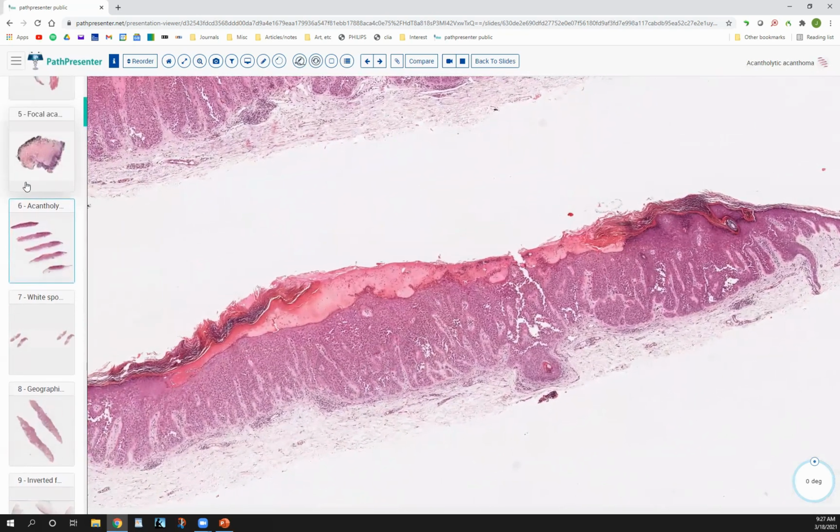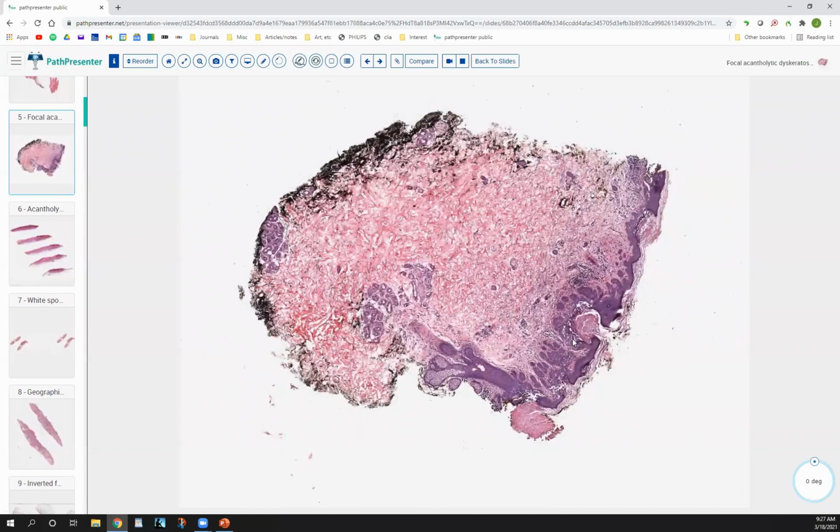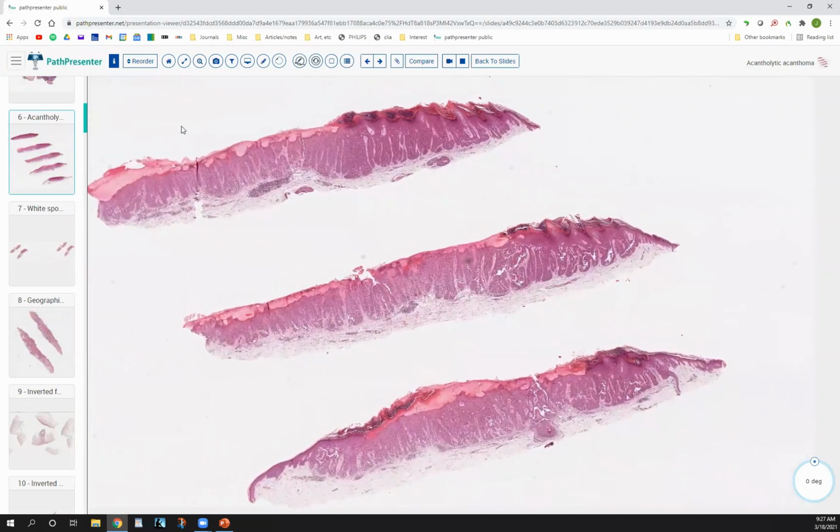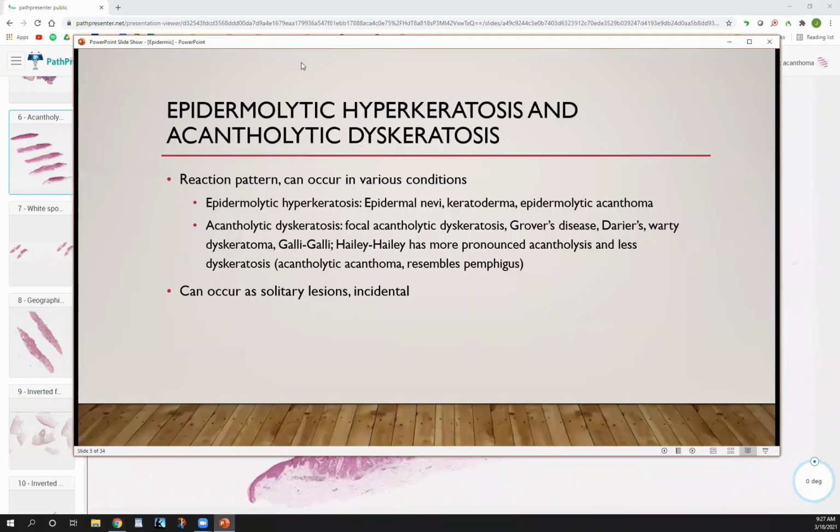So two examples here: focal acantholytic dyskeratosis, which is more of the dyskeratotic side, and the acantholytic acanthoma, which is more of the acantholytic side. I know that's a lot. I tried to summarize that right here. You can see both epidermolytic hyperkeratosis and acantholytic dyskeratosis are reaction patterns. The important thing is they can occur in a lot of conditions, but they can also be solitary lesions or incidental findings, which is what we're dealing with in this lecture.